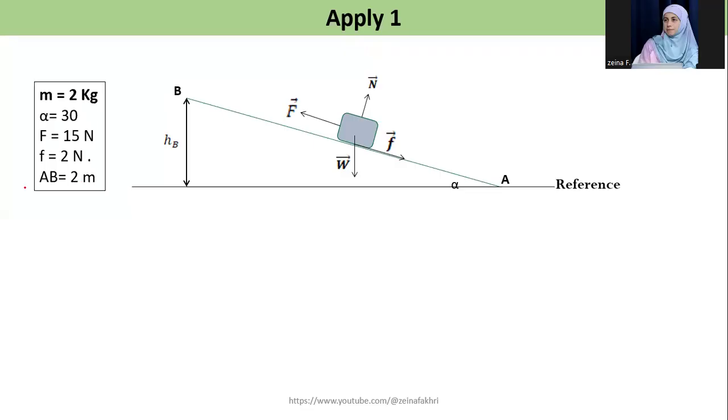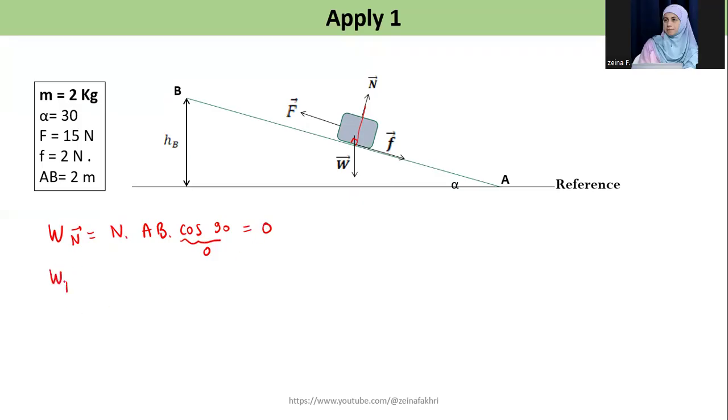So let's do it. We'll start first. The work of the normal is equal to the normal multiplied by the displacement, which is AB, multiplied by the cosine of the angle between the normal and the displacement. The angle between them is 90 degrees. So cosine 90 is equal to 0, which means the work of the normal is 0.